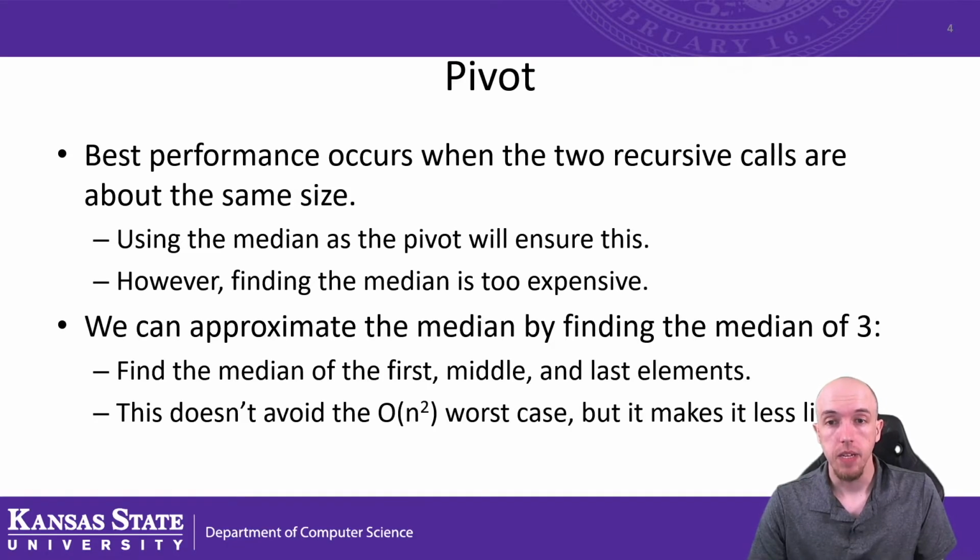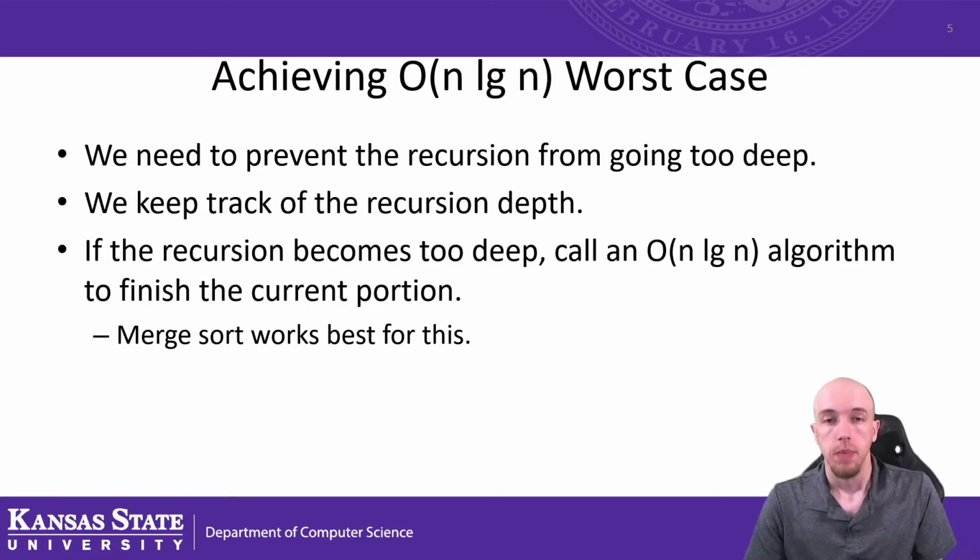So the median can be approximated by using a technique called the median of 3. Here we're just going to calculate the median between the first, middle, and last element of the segment or part that we're actually sorting. Now, of course, this is an approximation, so it doesn't avoid the worst case performance scenario, but it does reduce its chances by quite a bit, especially for very large data sets, at a relatively low cost.